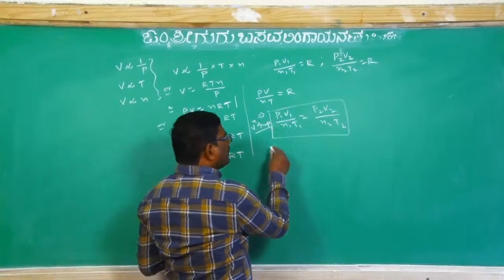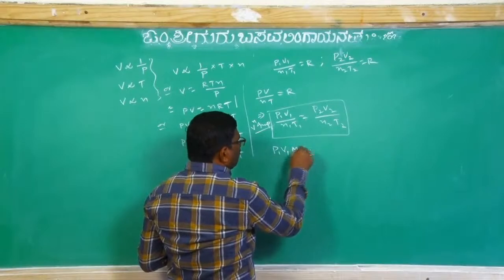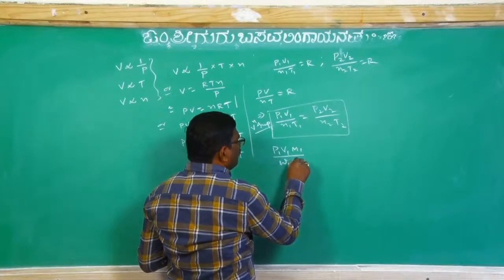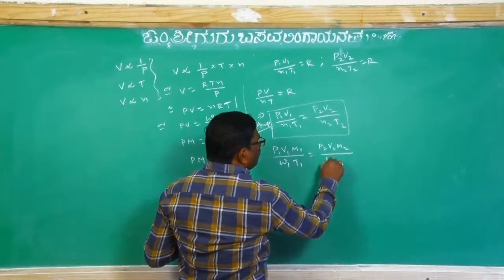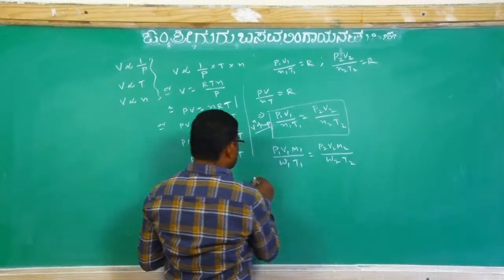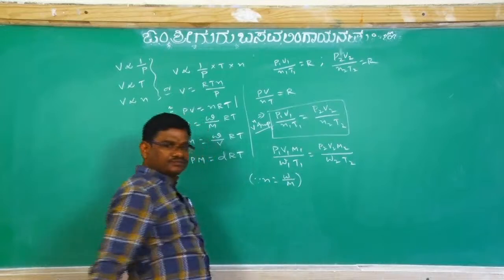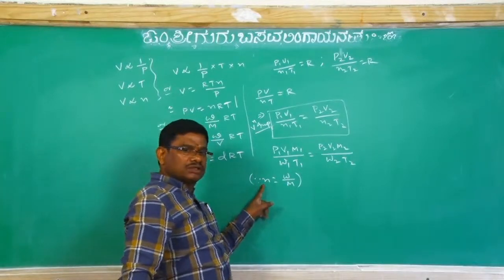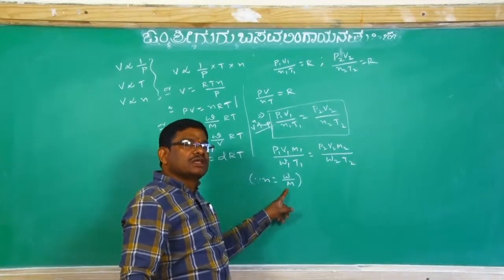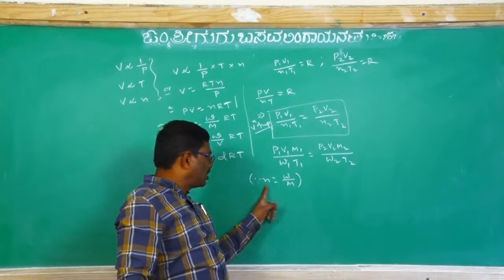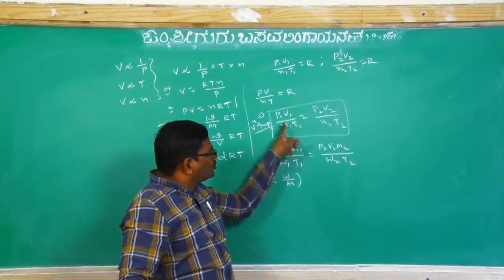This n you can rewrite if you want: P1V1 M1 divided by W1 T1 equals P2V2 M2 divided by W2 T2, since n equals actual mass by molecular mass, the number of moles. How can we define the mole? The ratio of actual mass to the molecular mass of the substance is called the mole number. Therefore, n1 is W1 by M1, and that M1 goes to the numerator.